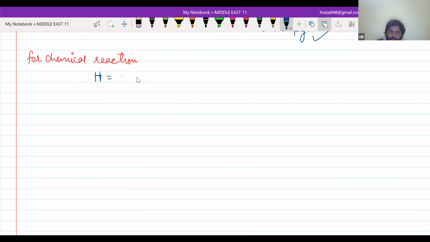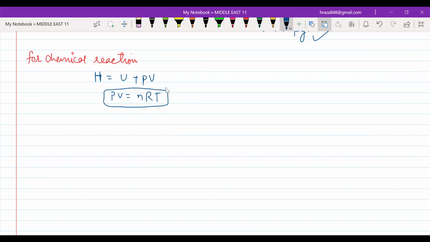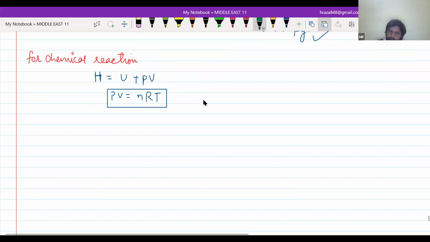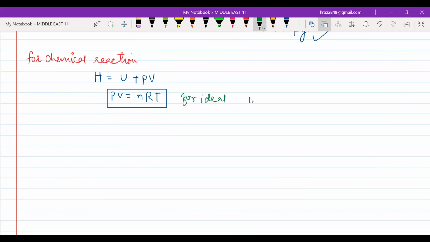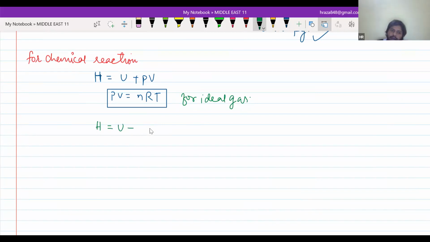Basically, you know that H equals U plus PV, and you also know that PV equals nRT, right, Krishna? Yes, sir. For an ideal gas it is used. So we can easily write H equals U plus nRT. Temperature will be the same for a process, R is constant. What will change? Only n, the number of moles. Now see, I'm going to derive another formula.